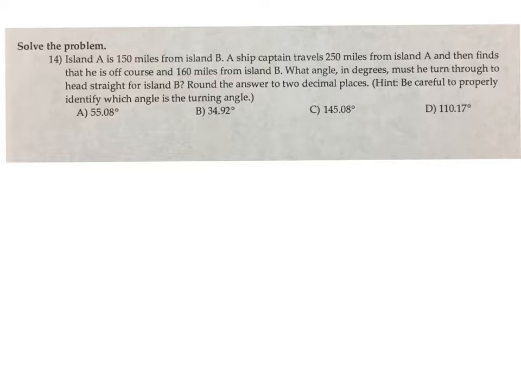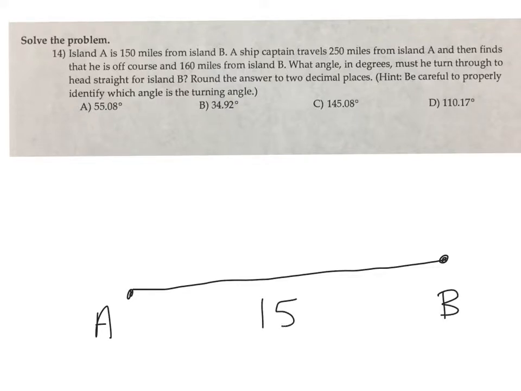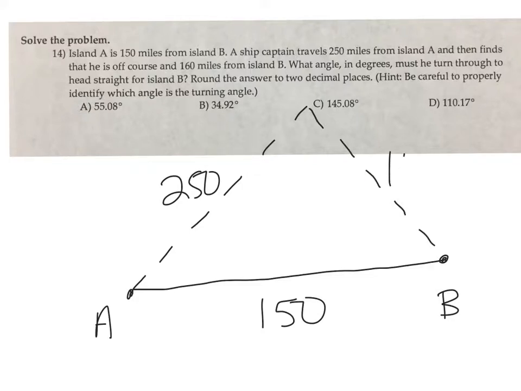Okay, so let's see what's going on here. I need a pencil. There we go. So let's start off with island A here, and somewhere over here is island B. And that is exactly 150 miles from island A to island B. So somehow the captain goes off course without knowing it, travels 250 miles before he realizes it, and then says, uh-oh, I am now 160 miles away from where I wanted to be.